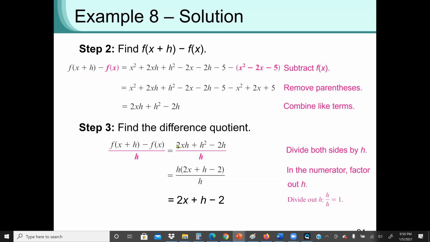We can see that h is common in the expression, so we bring h outside, and we get 2x plus h minus 2. And we cancel the h. So our final solution will be 2x plus h minus 2.